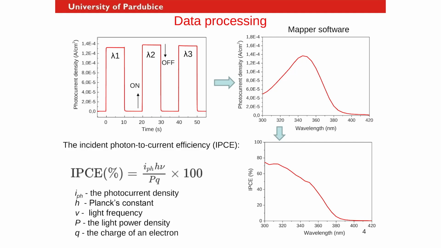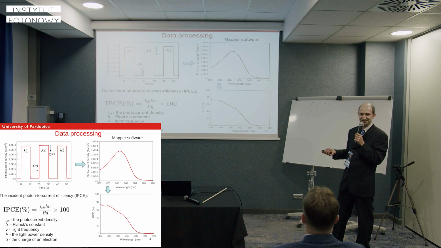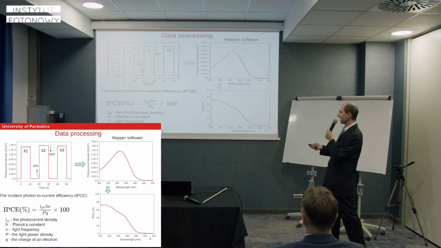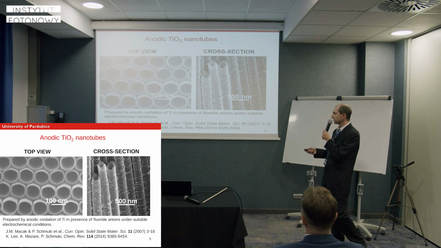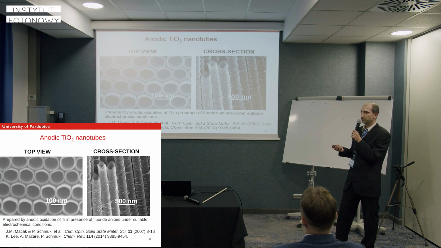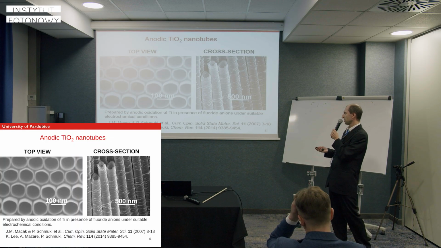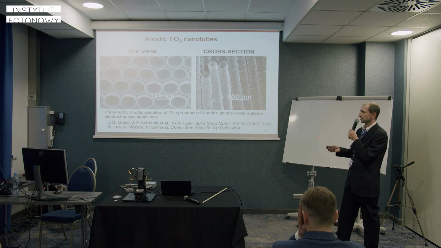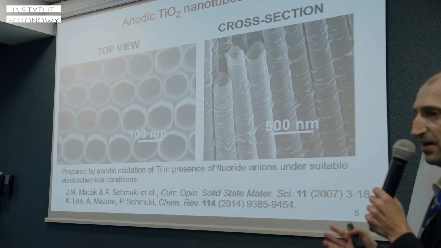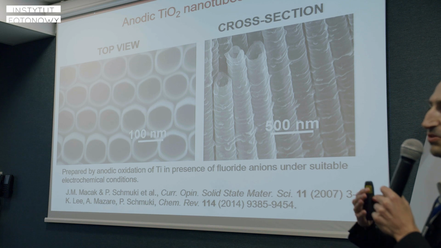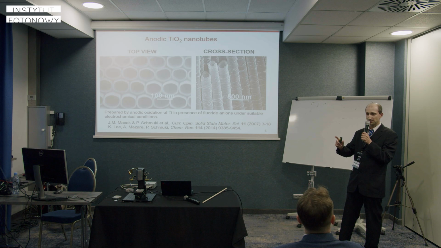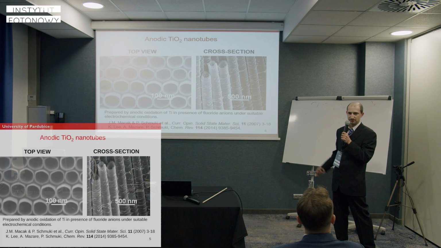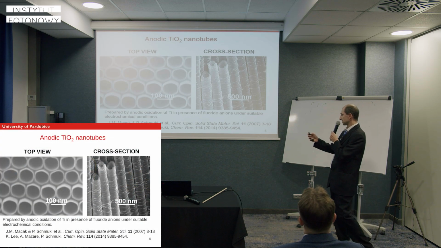So this I can skip because we had a very nice presentation in the morning, I think. So I will start with the preparation of the tubes. This is very simple. You can prepare it by anodic oxidation of titanium foil in the presence of fluoride anions, under suitable electrochemical conditions. And the conditions depend on the length of the tubes we require, or the diameters of the tubes.